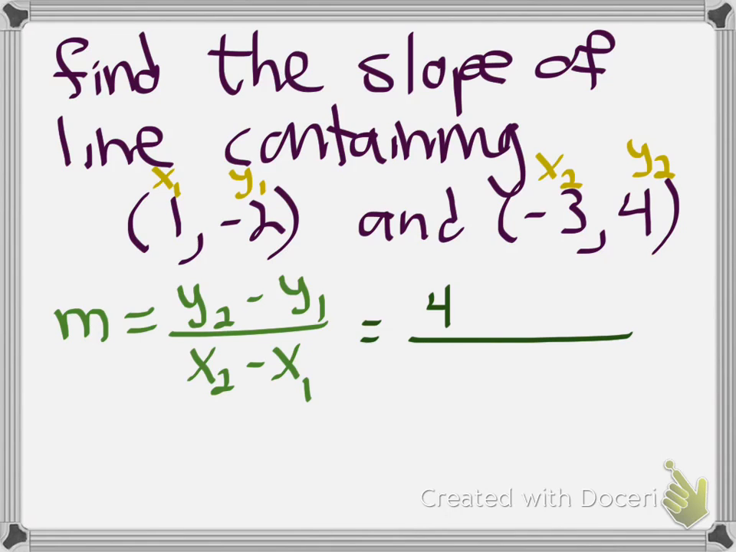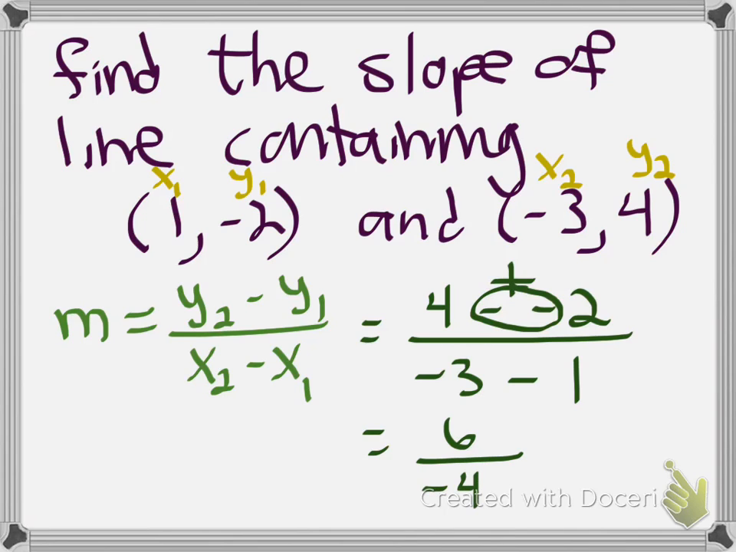So this will be 4 minus -2 over -3 minus 1, and then you simplify. 4 minus a -2, well, two negatives turn into a positive, so that becomes 6 over -4, which can reduce to -3 halves. So that's how we find the slope of a line containing the 2 points. Ta-da!